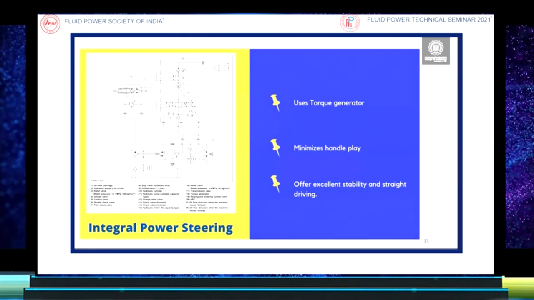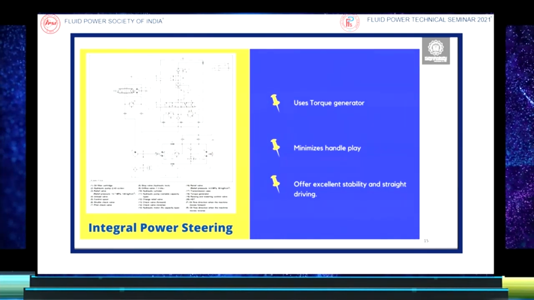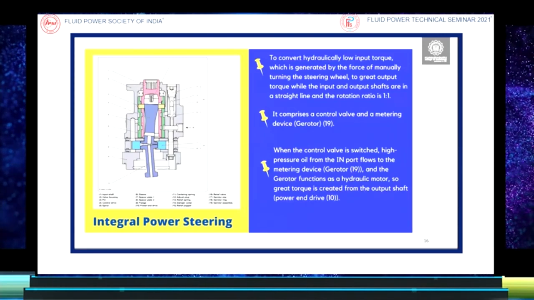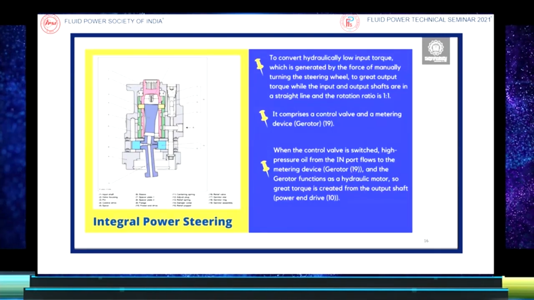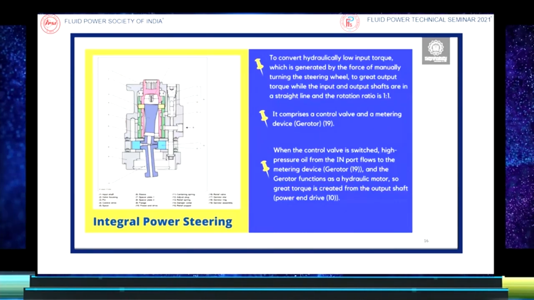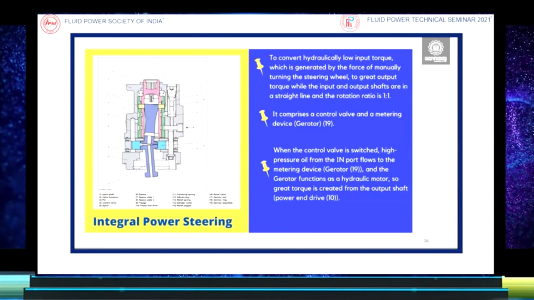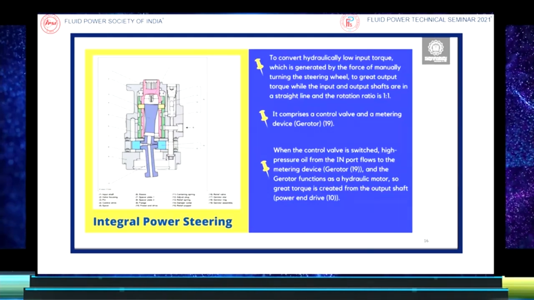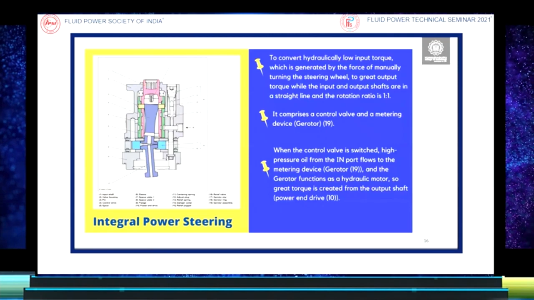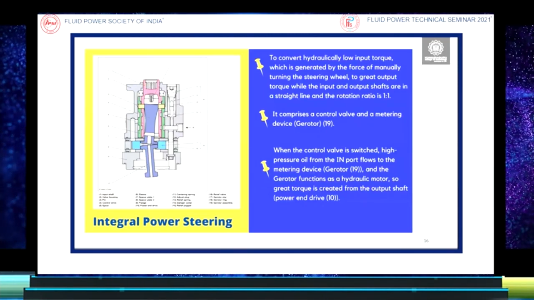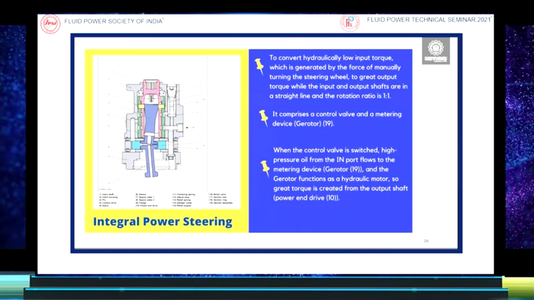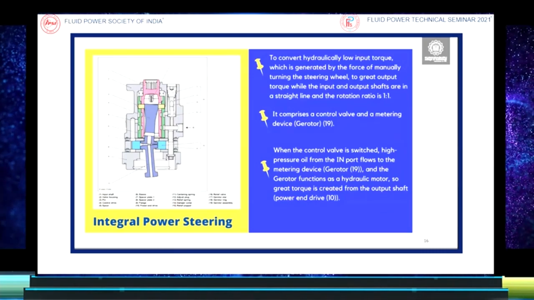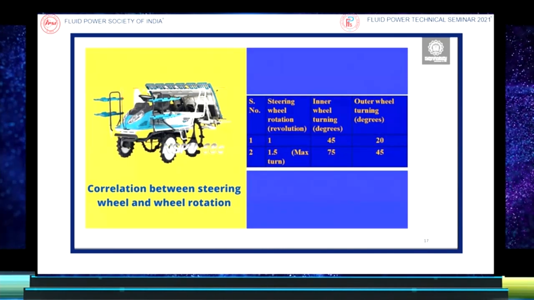So for that, they have provided a torque generator, and it also offers excellent stability when we drive in a straight path. The integral power system, as I said, has the torque generator. It converts a small amount of steering input into maximum torque, so it is easily able to rotate and the driver does not spend a lot of effort in steering the vehicle, because it is already difficult for a common person to do. That is the reason they have given this. Here, the gyrotor is what they call a torque motor. This hydraulic motor opens up and multiplies the torque, whatever steering is given. So this is a simple Kubota tractor, which we used.